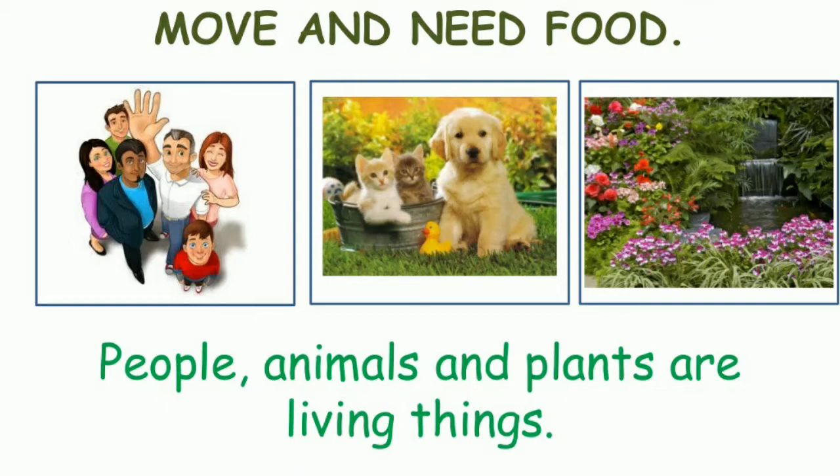Here we can see a flower, dog, cat, and also a human. They are examples of living things. People, animals, and plants are living things. Here we can see a dog, cat, human, and plants. They all need to breathe and need to grow.